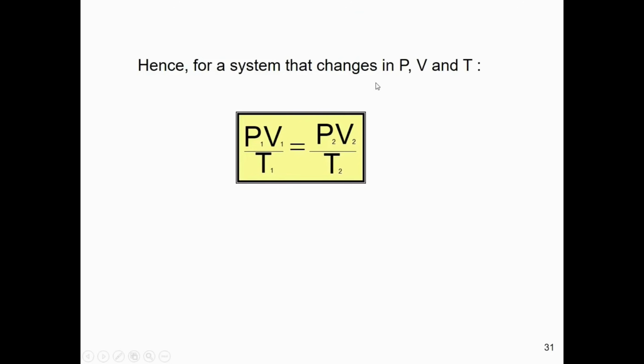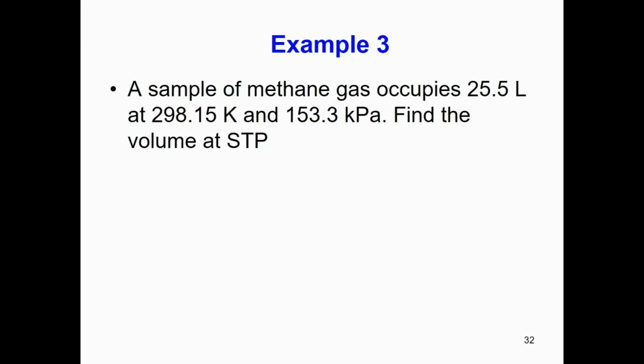So for a system that changes in pressure, volume and temperature, the relationship is given as below. P1 times V1 over T1 equals P2 times V2 over T2. Now let's look at this example. A sample of methane gas occupies 25.5 liter at 298.15 Kelvin and the pressure given is 153.3 kilopascal. Then we have to find the volume at STP.